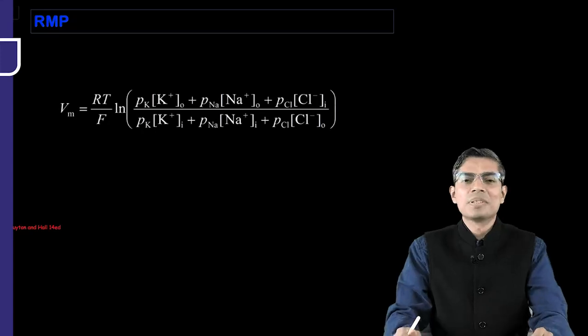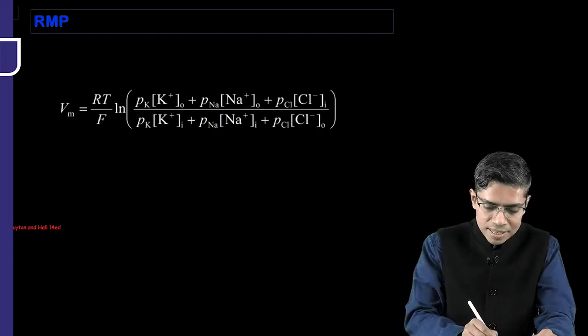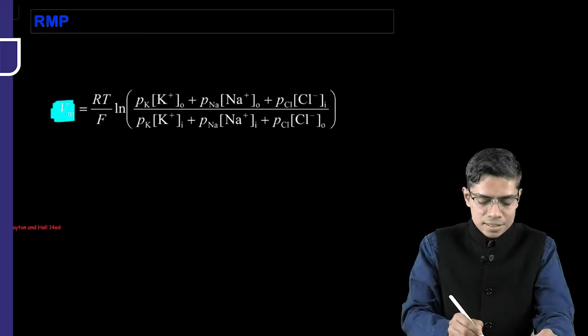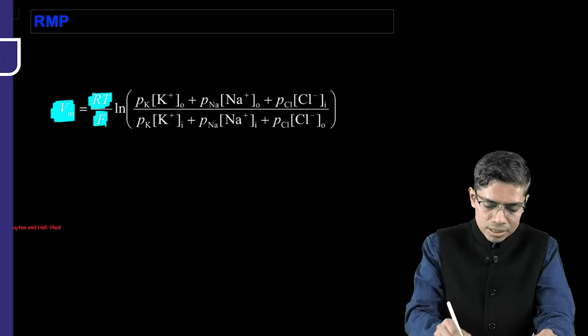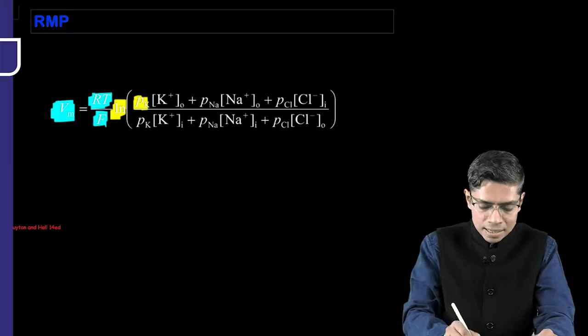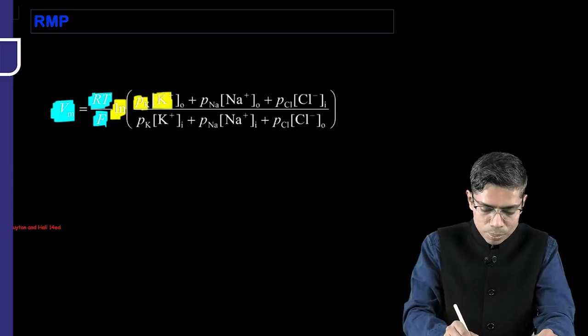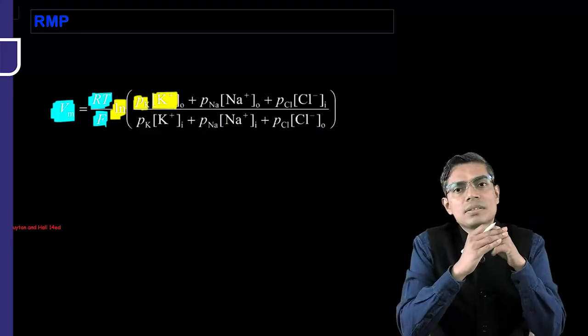I have directly copy pasted it from Guyton because this is a long equation. You can find out Vm, that is the membrane voltage, is RT upon F. Same thing. This is a natural logarithm, natural logarithm of P, the permeability, and this is the concentration. So permeability as well as concentration, both are considered in this equation.